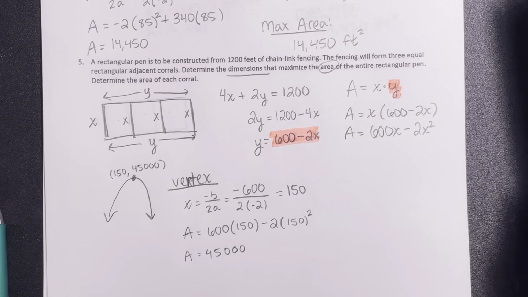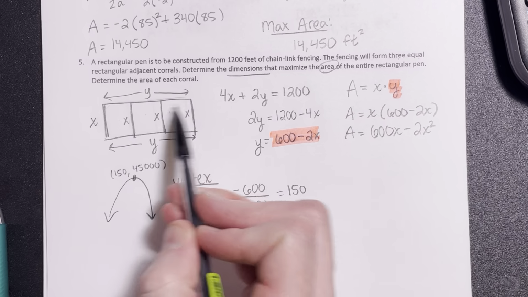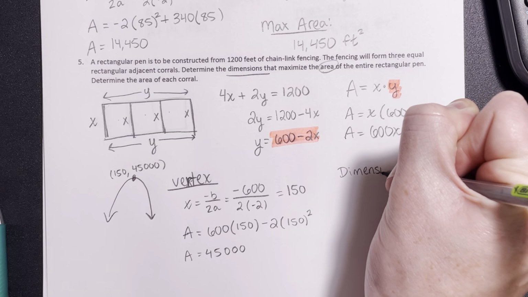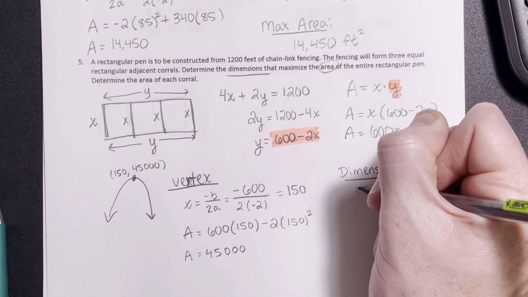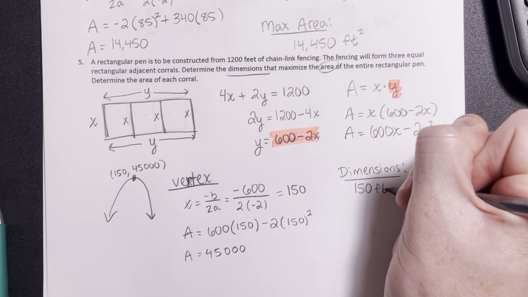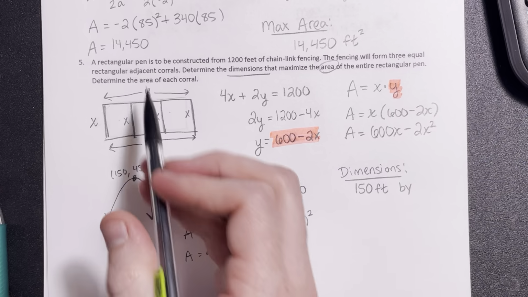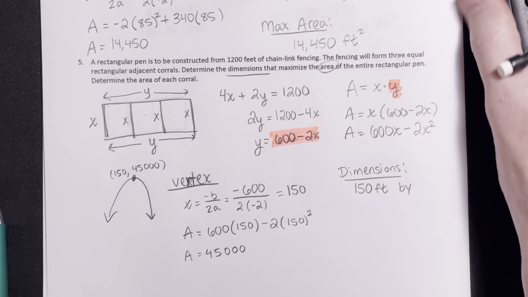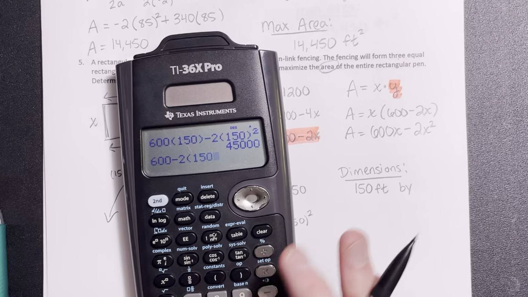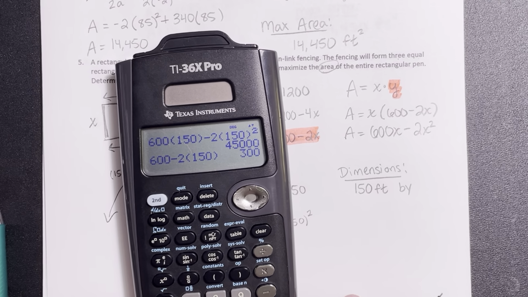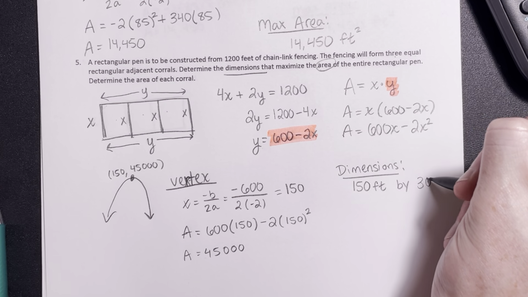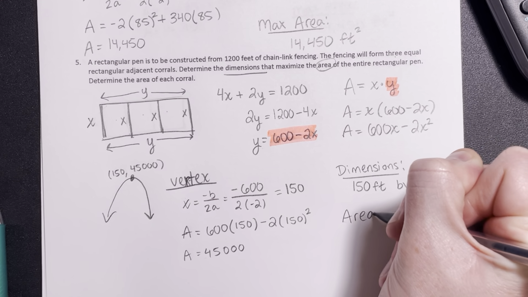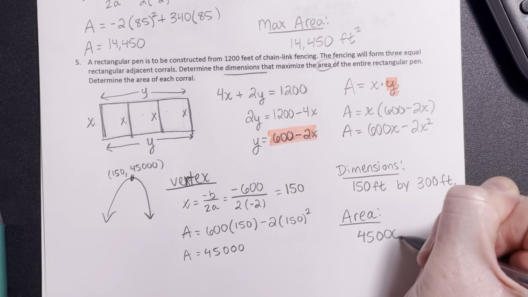All right, so we can use that vertex to describe the dimensions and the maximum area. In this case, dimensions, we found x to be 150 feet. And we need to figure out what y is. But we do have an equation that says y is 600 minus 2x. So if I plug that in there, 600 minus 2 times 150, since x is 150, we get 300. We want a rectangle that is 150 feet by 300 feet, which would give me a maximum area of 45,000 square feet.